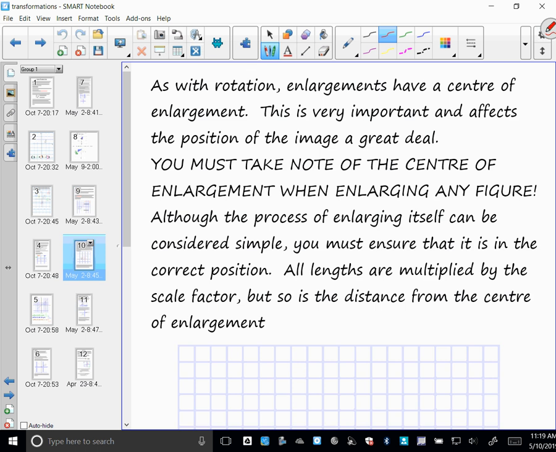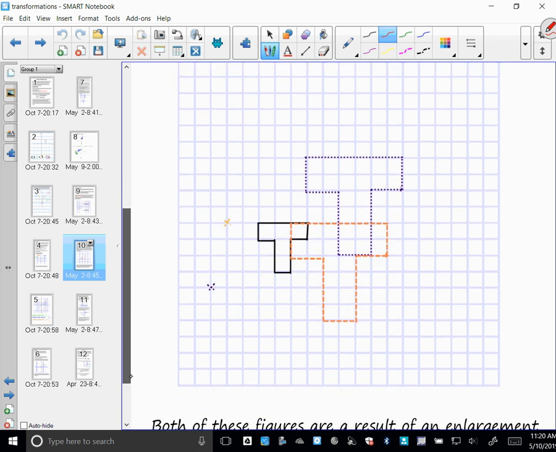Right, so as with rotation, enlargements have a centre of enlargement. This is very important and affects the position of the image a great deal, so don't ignore the centre of enlargement. You need to take note of where the centre is, because the distance away from that centre of enlargement is affected by the scale factor as well. So, what do I mean by that?